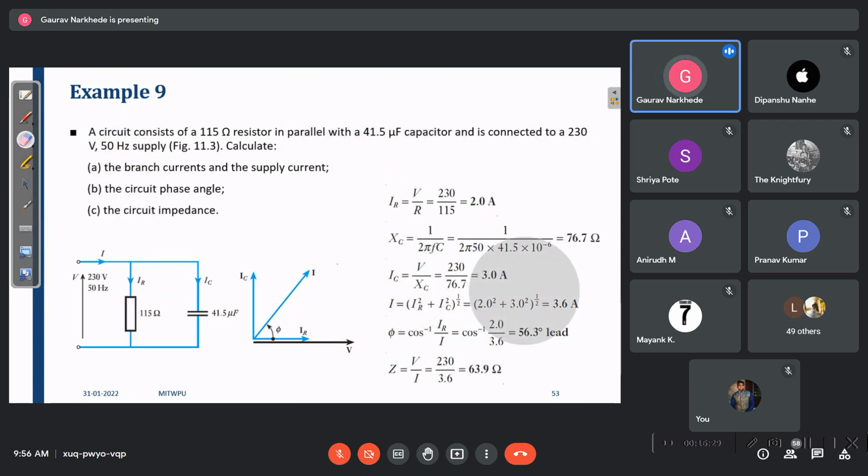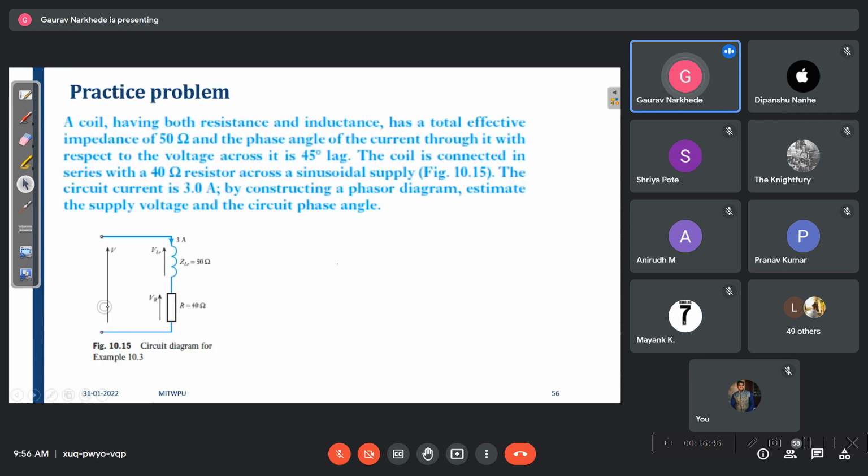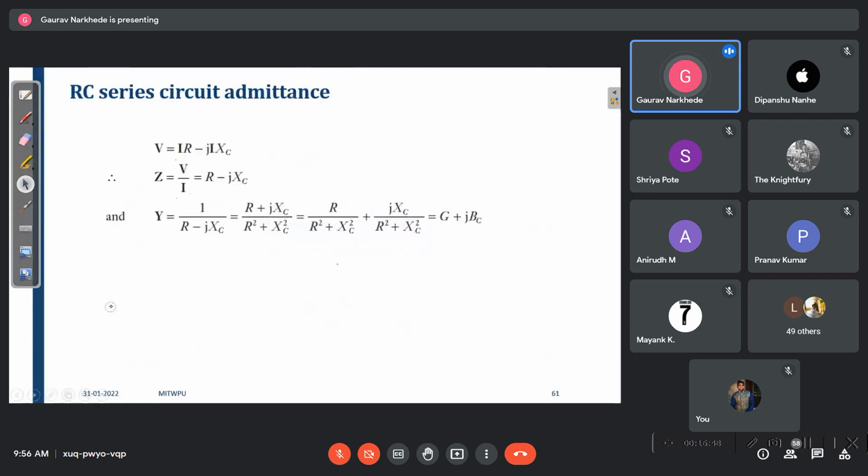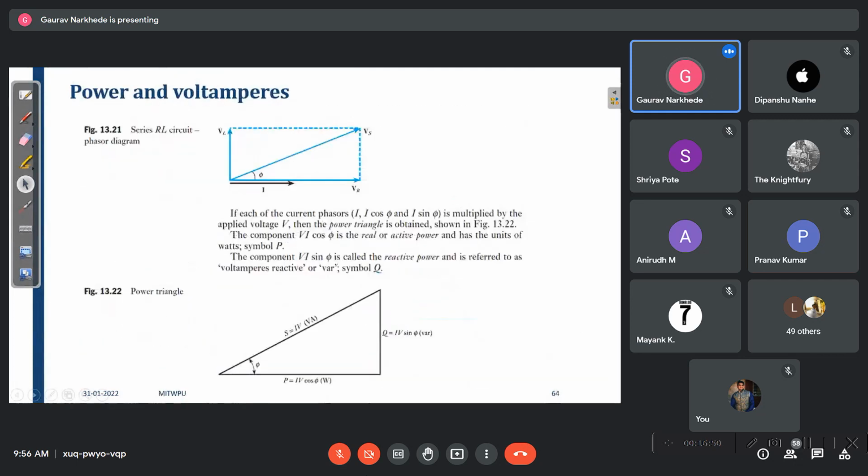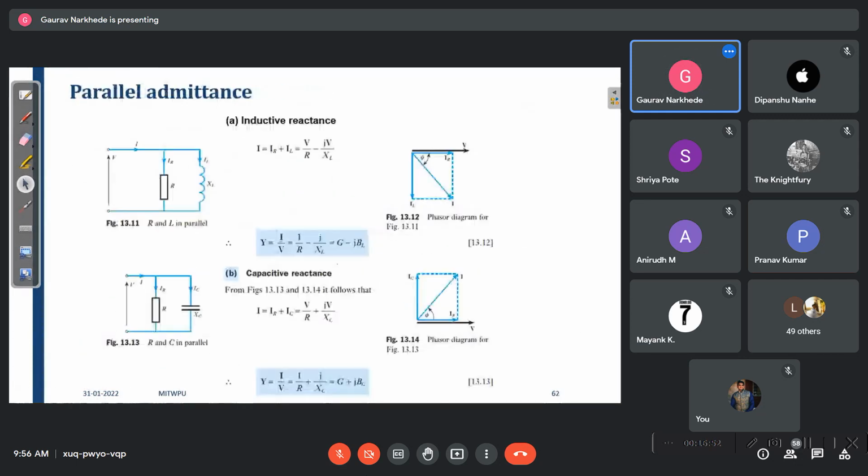Now one last component which I want to cover in today's lecture, we will deal with that component maybe in electronics. So in second year we will be looking more towards the power triangle, right? But as of now, I will just go through that power triangle. So all these are nothing but parallel admittance, right? So parallel admittance, you can just see it once.